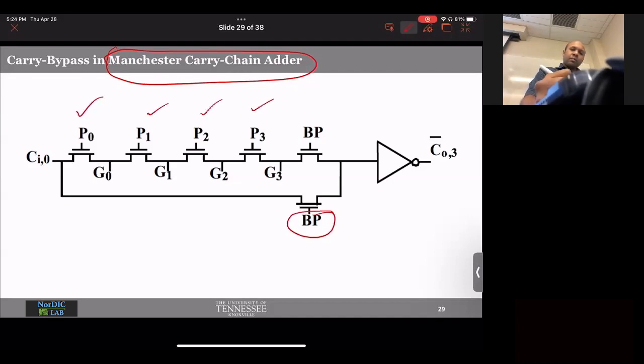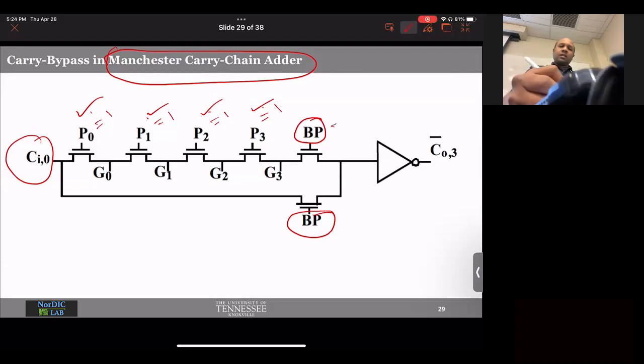Propagate, propagate, propagate, propagate. You see, this is carry. Only when all of these propagates are 1. Let's see. This is 1. This is 1. This is 1. This is 1. What will this bypass be? This will be 1. Any problem so far? Only then will this be provided to the output. Any problem so far? Okay.